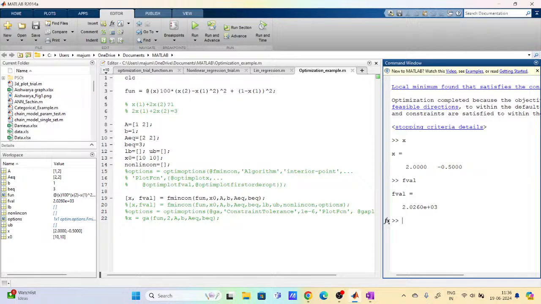So 2.026 into 10 to the e plus 03, it means 10 to the power 3. So 10 to the power 3 means it is 2026. 2026 is the minimum cost, $2026 million. Understood, everyone?